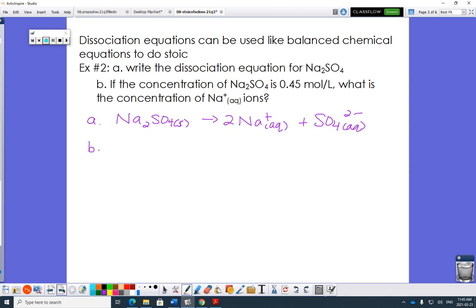So we're given the concentration of Na2SO4 is 0.45. So that is molar, so we can use that in our ratio, okay? So we're going to build a ratio similar to the last unit. We're given the concentration of one thing, and we're asked for the concentration of something else. So when you convert between values, that means you have to do stoic. So if you want to write that down for yourself, you can.